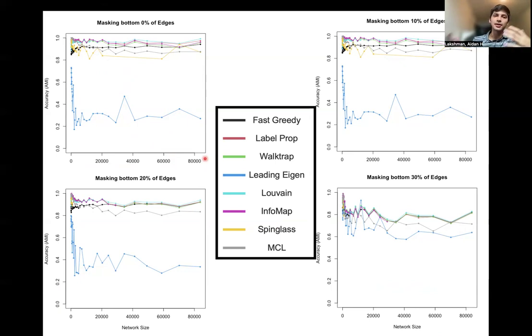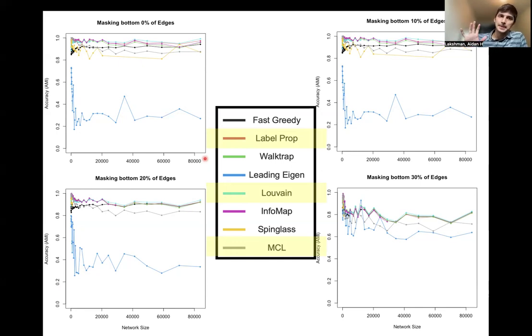Now, of these, a lot of the algorithms perform very well. The best performing algorithms tend to be label propagation and Louvain. I'm going to focus on them for the rest of the talk, as well as MCL, because it tends to be sort of a mainstay in the biological network algorithm community.